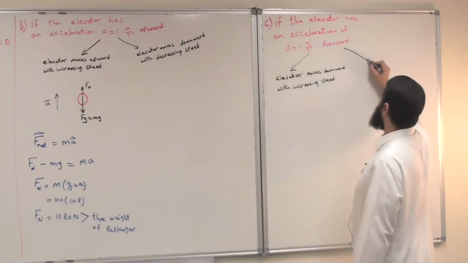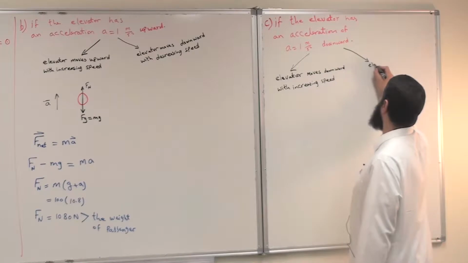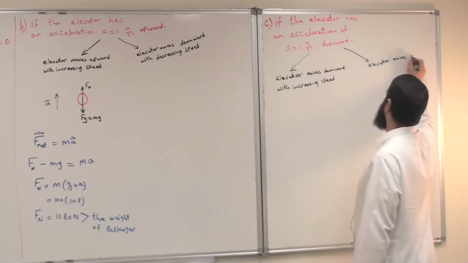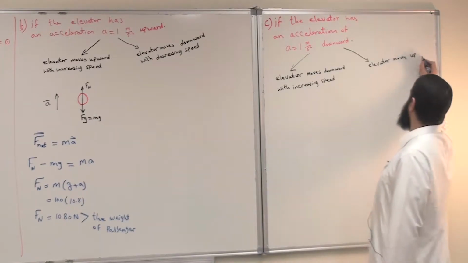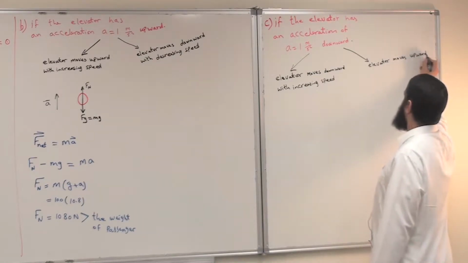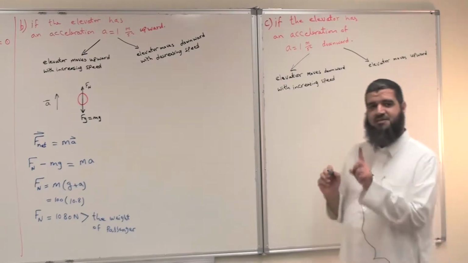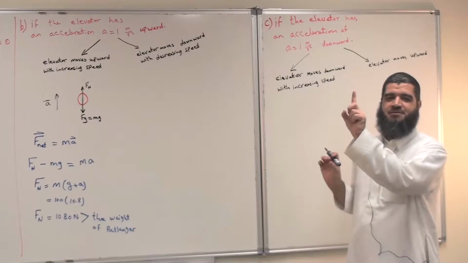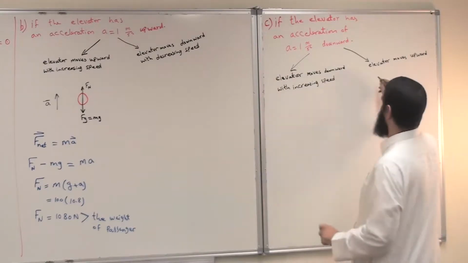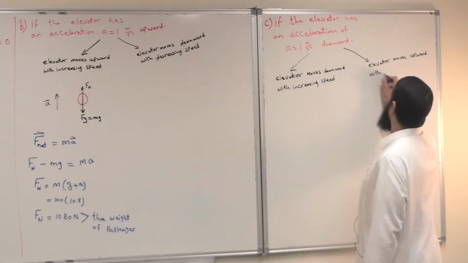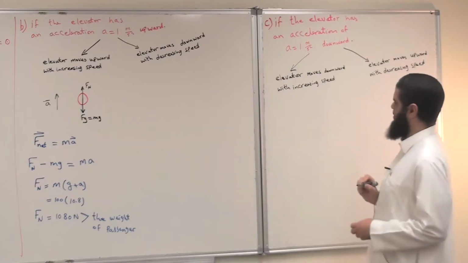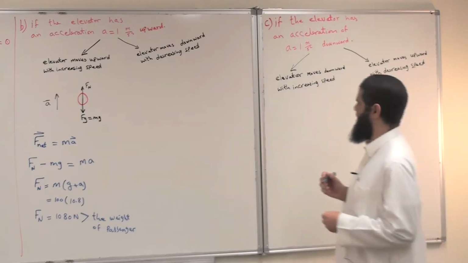Or in the second case, we may think of my elevator moving upward. I hope it is clear. But what will happen now? The velocity is upward, the acceleration is downward. So what happens to the speed of my object? Yes, it is decreasing, with decreasing speed. Okay? In both situations, the acceleration will be downward.